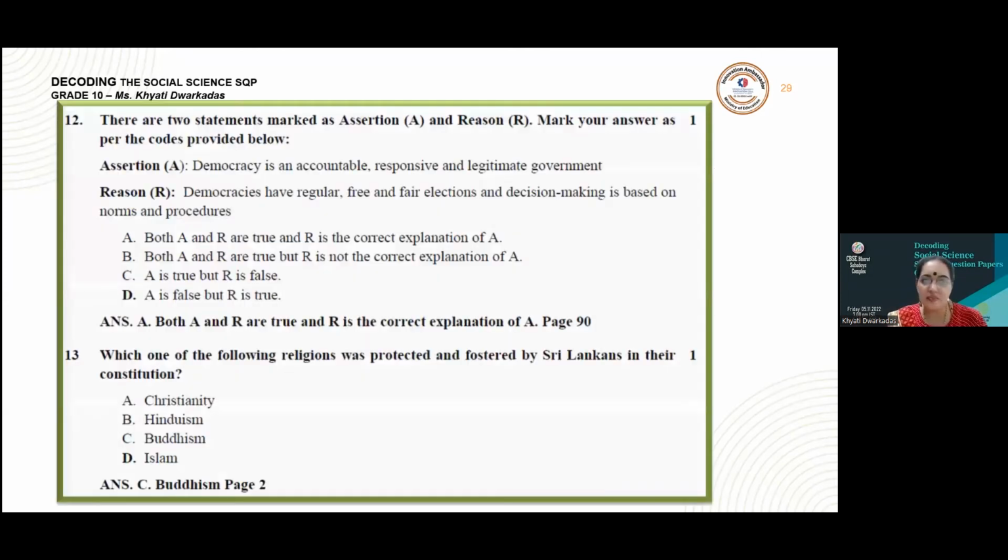Then there are two statements in assertion and reasoning. And look at the assertion and reasoning question. It is supposed to be an analytical based question where democracy is an accountable, responsive, and legitimate government, and you are asking them to read the reason and analyze.